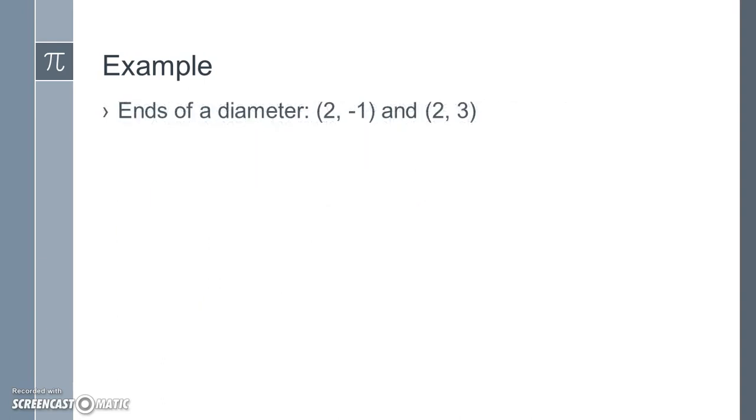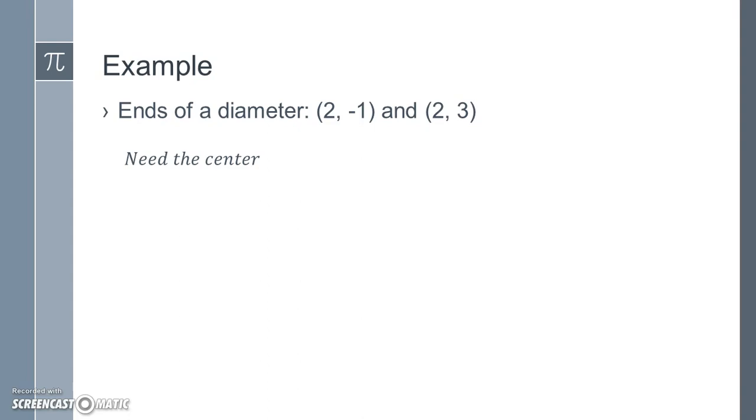Our final example here, write the equation of a circle with ends of a diameter that are 2, negative 1, and 2, 3. So we have to first find the center, then we have to find the radius, and then we have to finally substitute into the equation. So first we need the center. So we do the midpoint formula because it's halfway between the ends of the diameter.